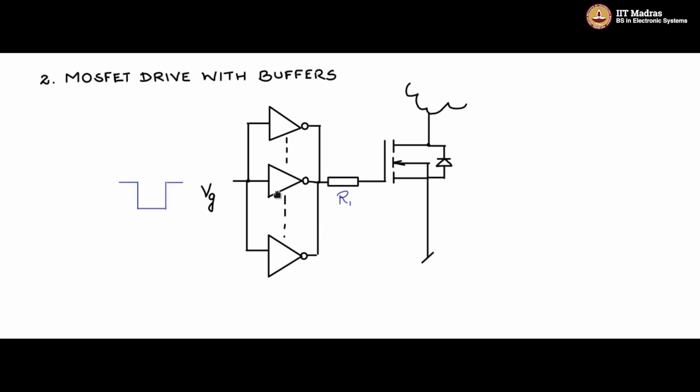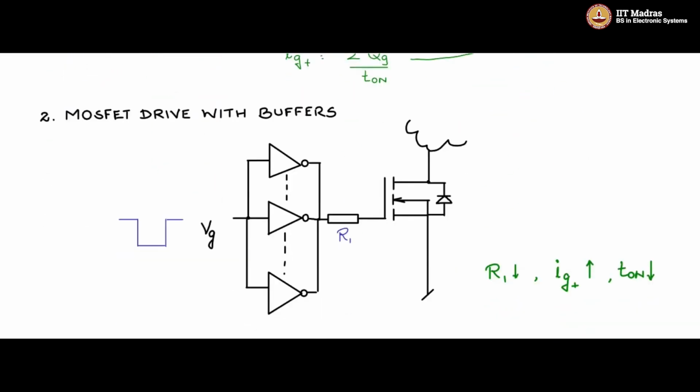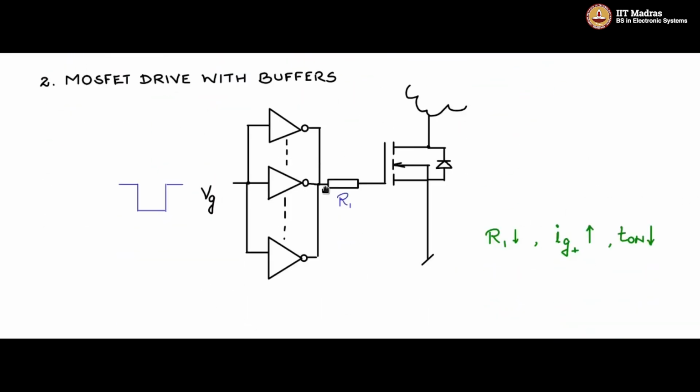So the idea here is that now you enhance the sourcing capability of the input. Therefore, by decreasing R1, you will be increasing the Ig plus value, and therefore more gate charge can be given in a given time, or you could say the same amount of gate charge can be given in a lesser amount of time, and therefore T on can be reduced. This is evident by the equation that we saw here: Ig plus is 2 Qg by T on. So as Ig plus increases, T on can reduce. In this way, you can improve the speed of turn on and turn off. So this is one interesting speed up gate drive for the MOSFETs.